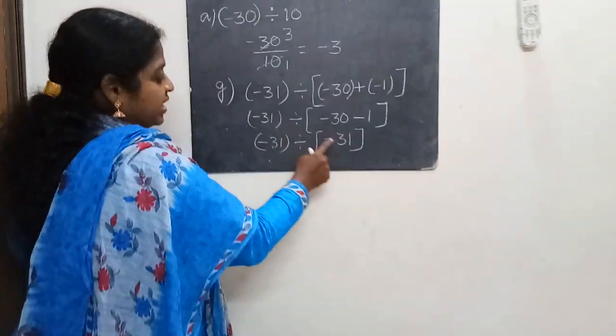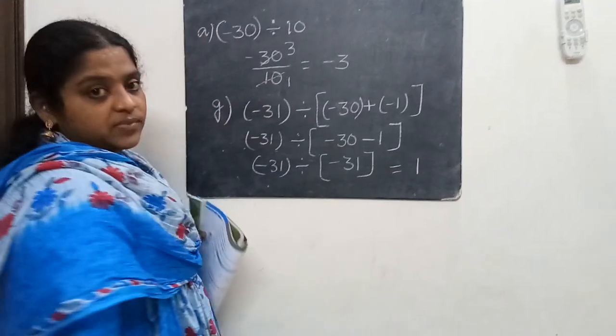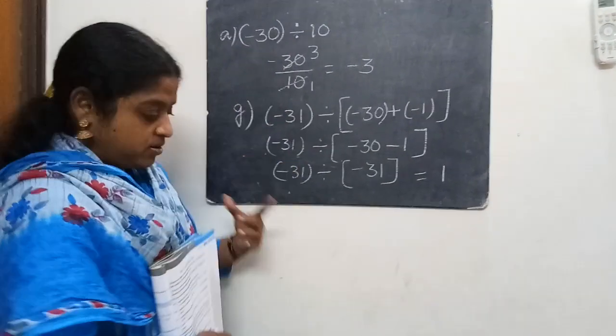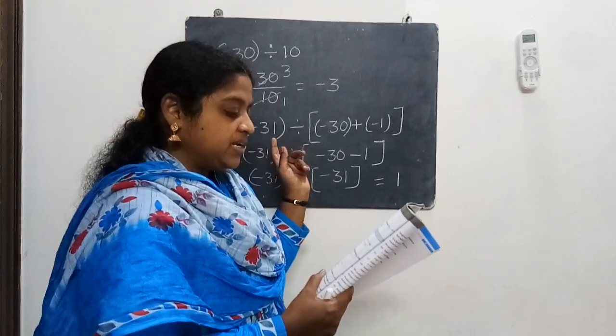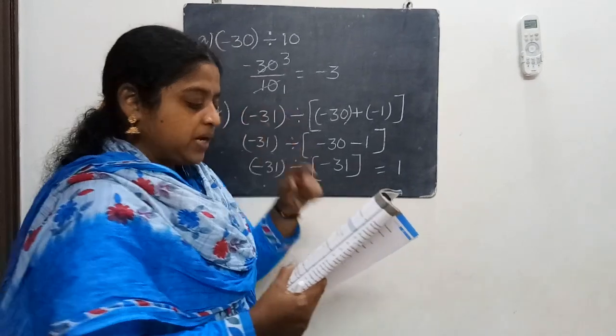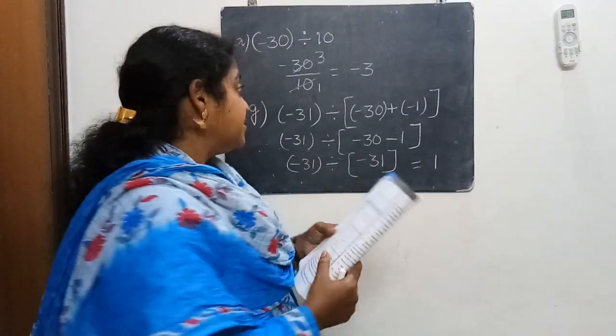So minus 31 divided by minus 31, what is the answer? 1. Clear? So look at the textbook. The first one I have done, and it is the 7th one. The remaining you should do as homework. Okay, try to practice it. So shall we do the next problem?